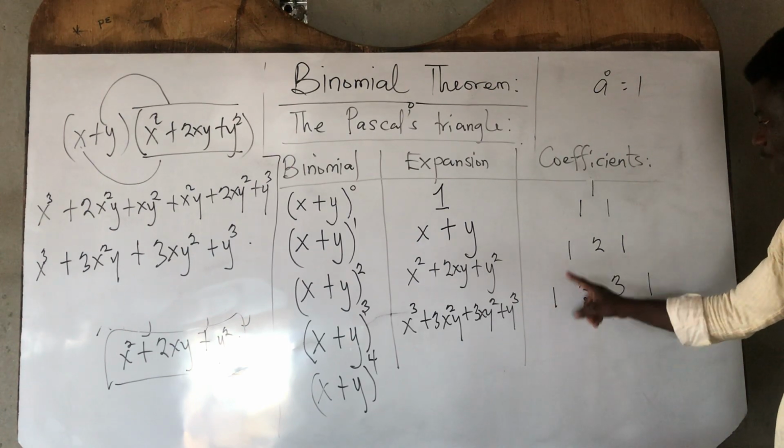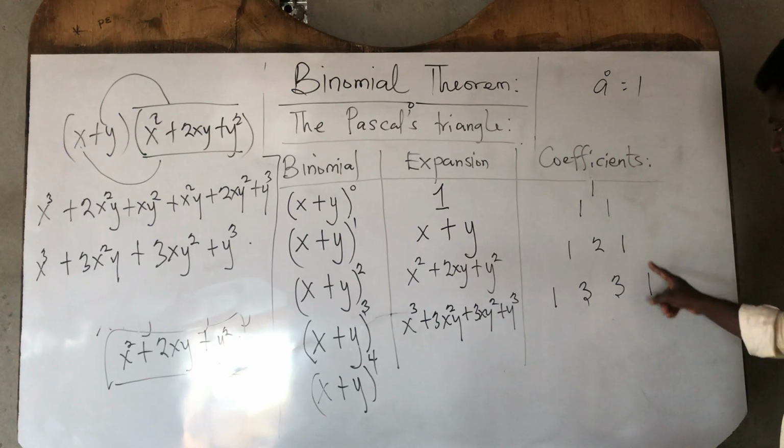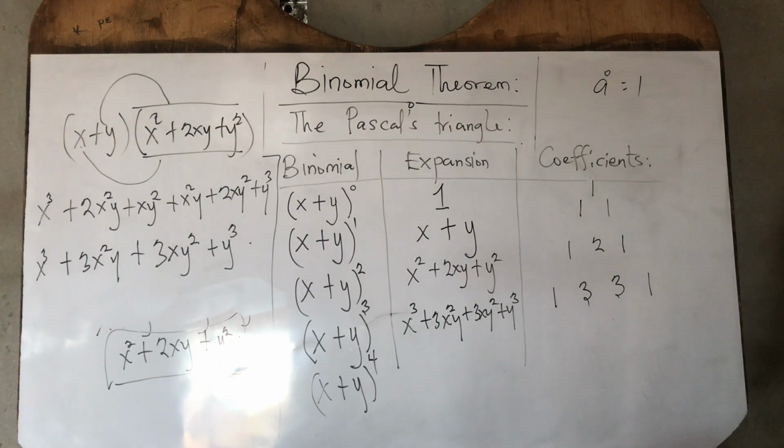Then here let's see the coefficient for this. 1 plus 0 gives 1. 1 plus 2 gives 3. 2 plus 1 gives 3. 1 plus 0 gives 1. Right, so we can get the coefficient for that.